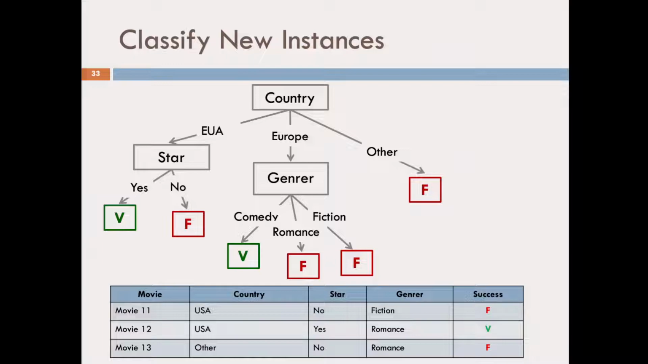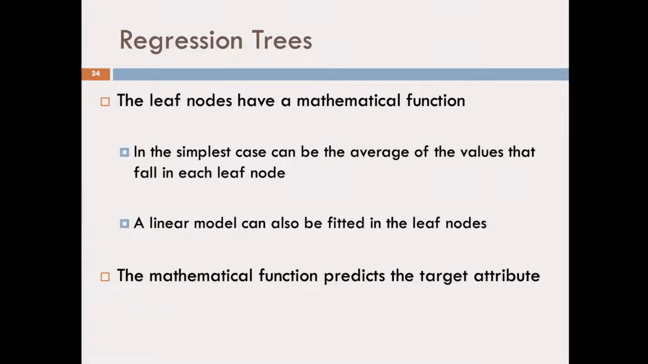That's easy. But what if we have regression trees? Someone asked, how do we induce a tree if our target value is not a category but a real number? What if you want to perform regression?